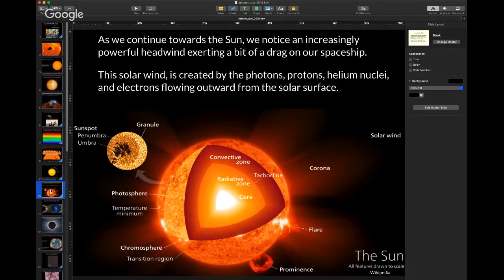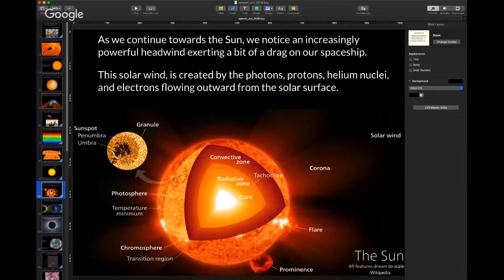So as we continue toward the sun, we're going to notice the wind is getting larger and larger as we move toward the sun. And this is the solar wind. It's going to create a drag on our spaceship. So the solar wind is created by light, photons. Those photons carry energy, they carry momentum, and they alone can slow an object down.